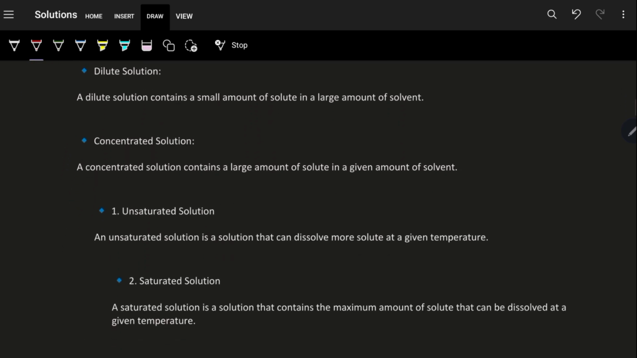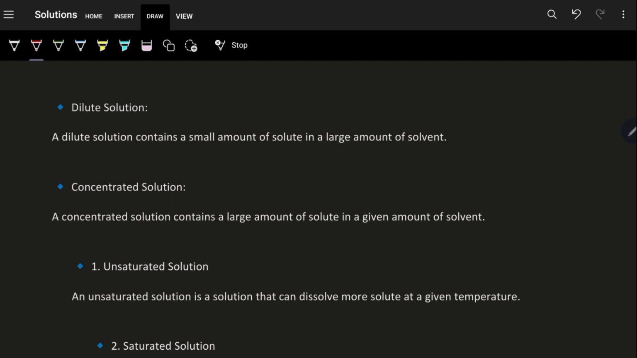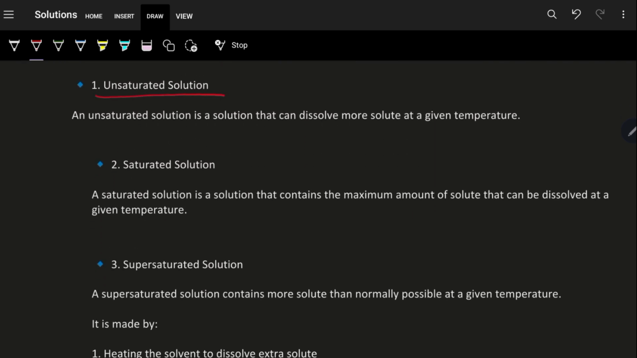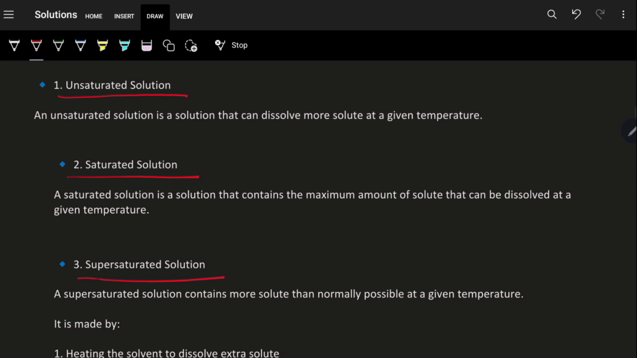Now types of solution can also be dilute solution and concentrated solution. In dilute solution, with respect to the solute, we have a large amount of solvent. In concentrated solution, the amount of solute is greater with respect to the amount of solvent. Next, another type of solution is unsaturated, saturated and supersaturated solution. All these 3 types of solution actually depend on the relative amount of the solute present in the solvent at a given temperature.